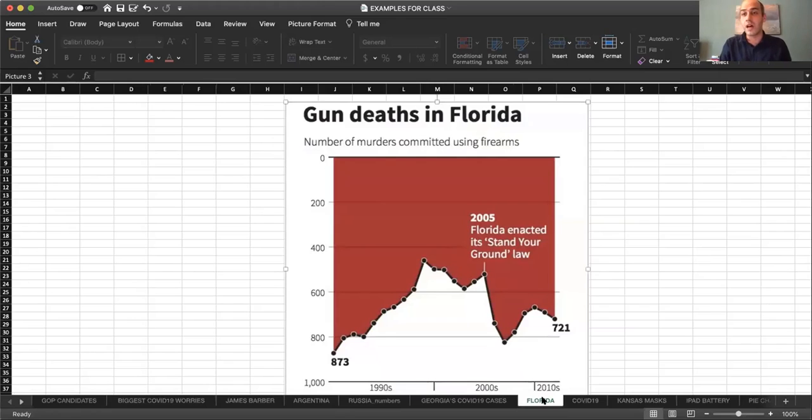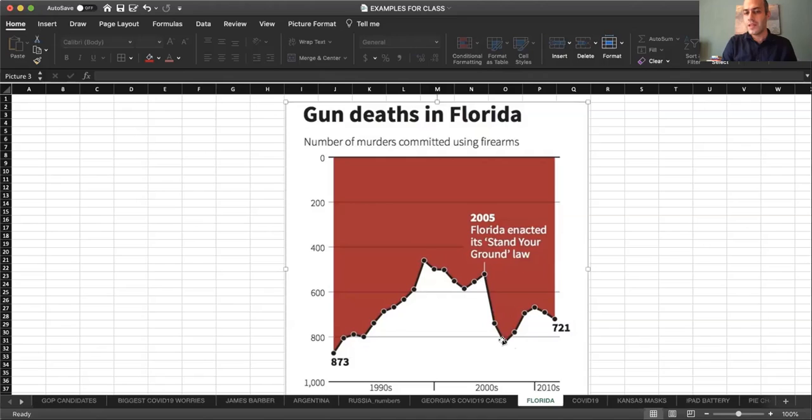This is an example that I love. This is about gun deaths in Florida. And some of you maybe are interested in criminology and the homicides and violence, etc. And here, this is from the 1990s, 2000, 2010. And this is the number of deaths, murders committed using firearms. And in 2005, Florida enacted its Stand Your Ground law. And I don't know if you know the law, but it means that to kill someone when you feel that you are in danger, you don't need to retreat anymore. You can just kill them, etc. And then the idea is, look at this after 2005, what happened to the number of homicides.